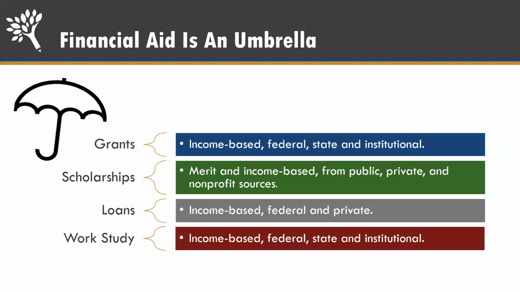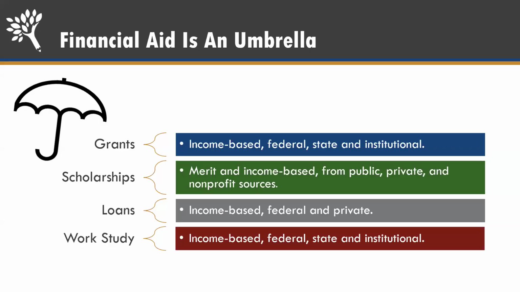So I know in Washington State, we don't like umbrellas, but for financial aid purposes, I encourage you, please embrace the umbrella. The financial aid umbrella includes four major types of funding: grants, scholarships, loans, and work study. Grants are income-based. They're federal, state, and institutional grants out there. They're my favorite type of funding, and we'll talk more about why that is.